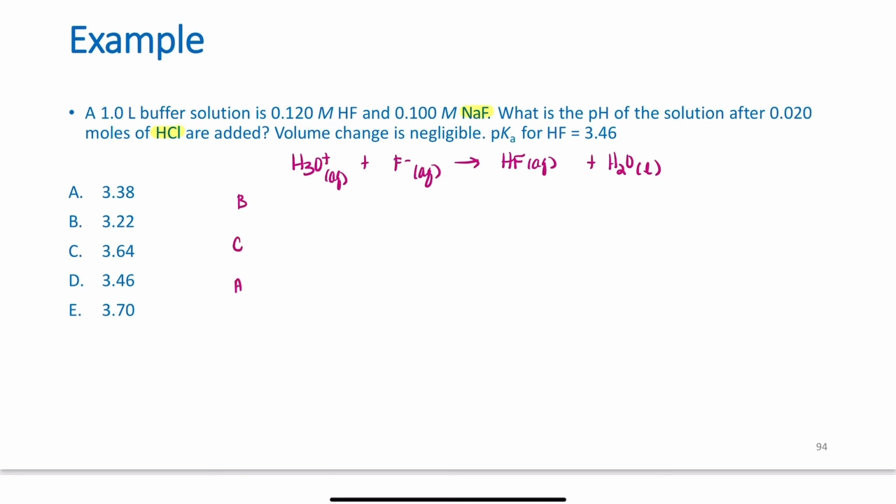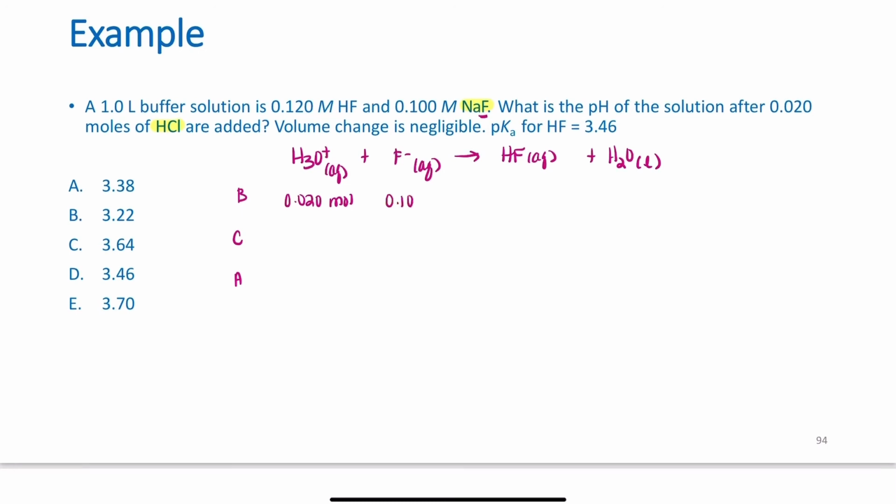It tells me I've added 0.020 moles of H3O plus. If I look at my F minus, that's NaF, that's where my F minus comes from. I have a 0.1 molar solution in 1 liter, which is the same as 0.100 moles of F minus. And for HF, I have 0.120 molar in 1 liter solution, so 0.120 moles of HF.